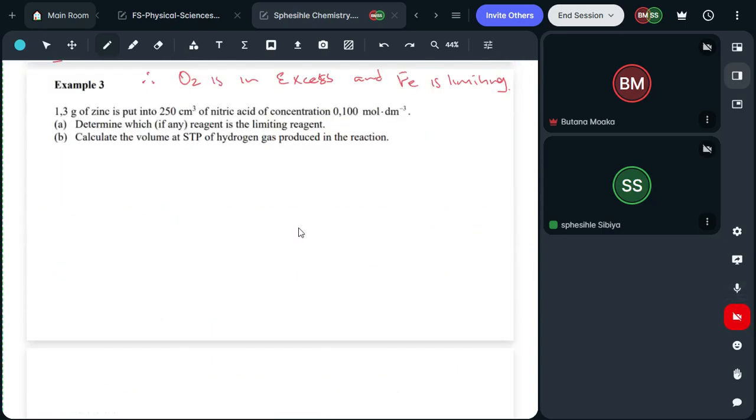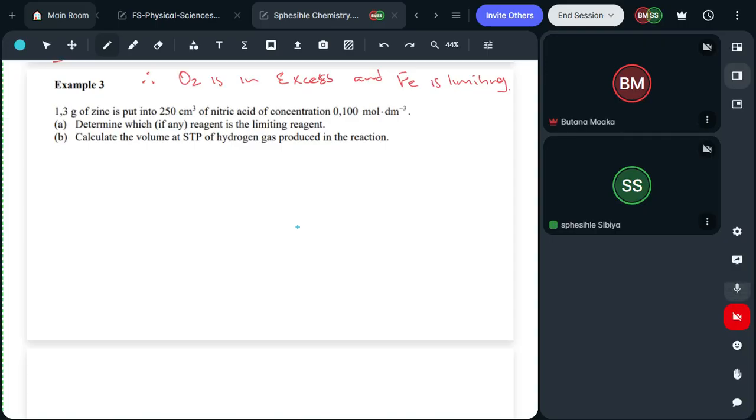Number 3 has to do with calculating the amount of product from a limiting reagent. When we do this, you're going to identify the limiting reagent, and then use the number of moles of the limiting reagent and the mole ratio from the balanced equation to calculate the product. This is where you use the formula n = m/M, as we'll see when we do this example.